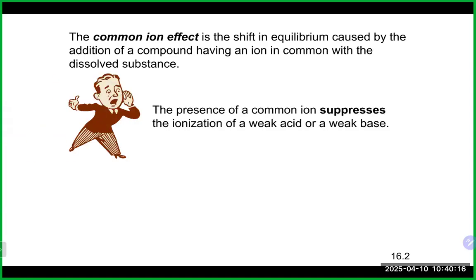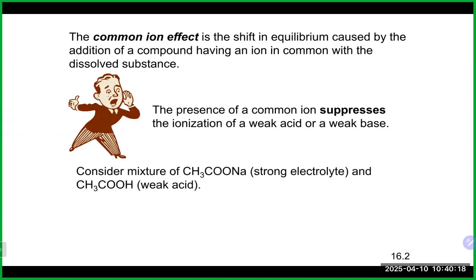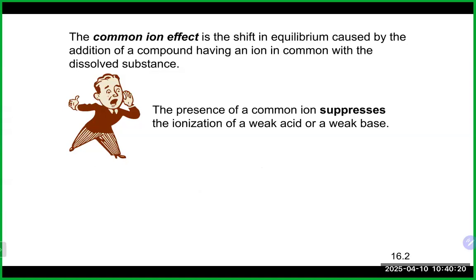The first thing we're really going to talk about is the common ion effect. The idea of the common ion effect is it will shift the equilibrium away from the common ion, and the presence of a common ion will essentially keep a weak acid or weak base together. It will prevent it from ionizing or dissociating because of the presence of the common ion.